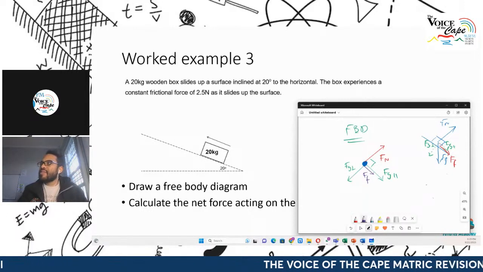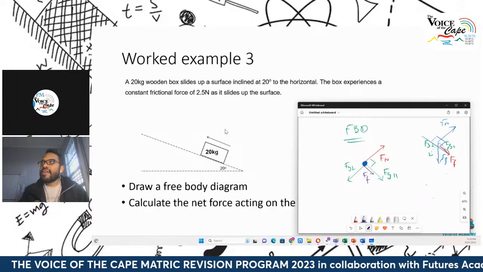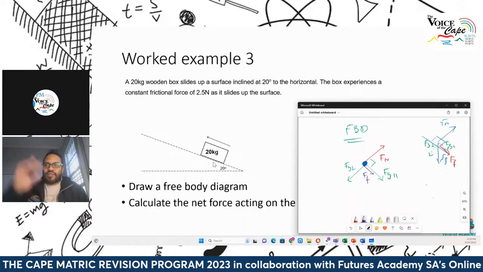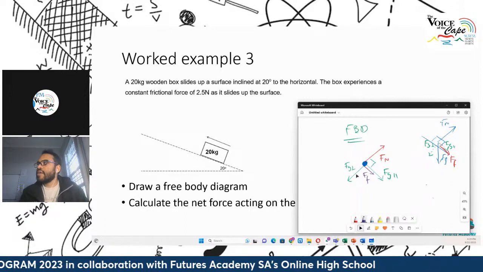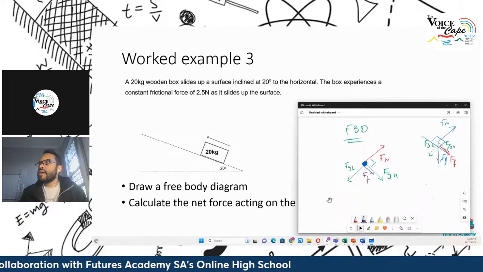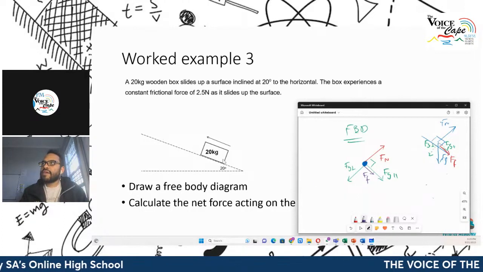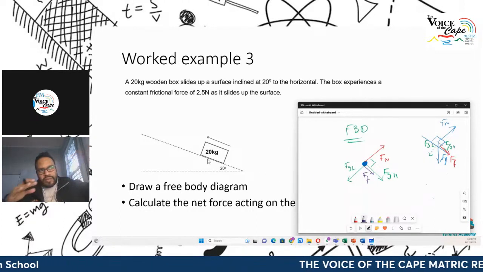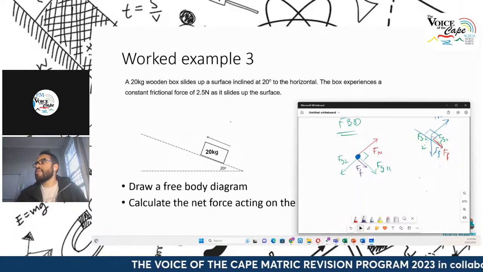Well, once again, the object's not moving up and down on the slope. It's moving up the slope, down the slope, but it's not hopping in a vertical displacement. So what this means is the net force will only be acting in the parallel plane to that slope. So that was question number one.